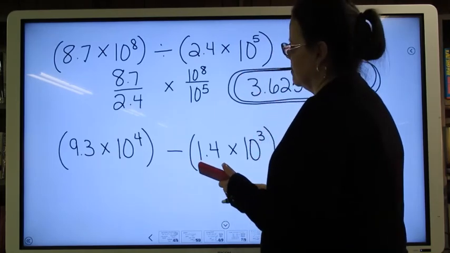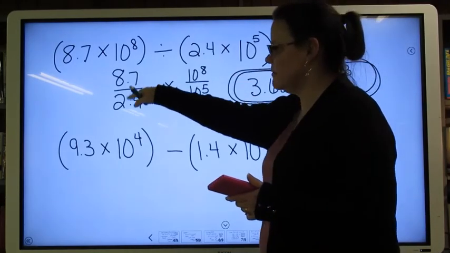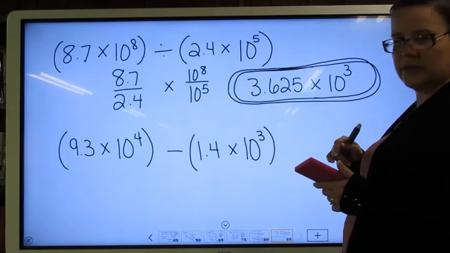Did I redo the problem that we had last time? I guess not. Okay. Subtracting the exponents, dividing the decimals. This is the final answer you get for that.